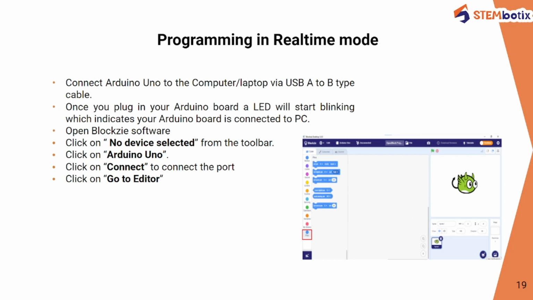Now open the Blockzie software. This is the interfacing process which we have just discussed. Select or click on no device selected. After that, click on Arduino Uno from several options. After that, connect and go to editor, and you will have a screen something like this. And on that screen you will have another added block programming palette, which is pins. Means here you will have different Arduino pins using which you can program your device.